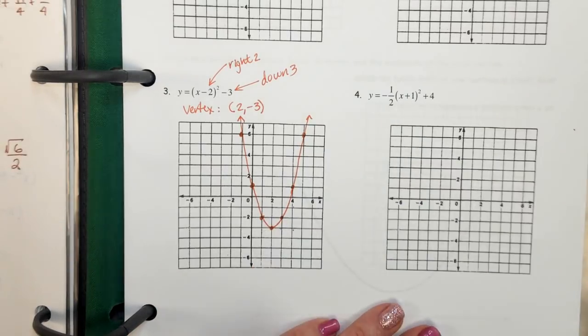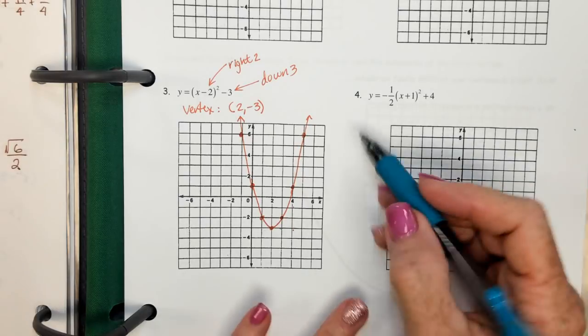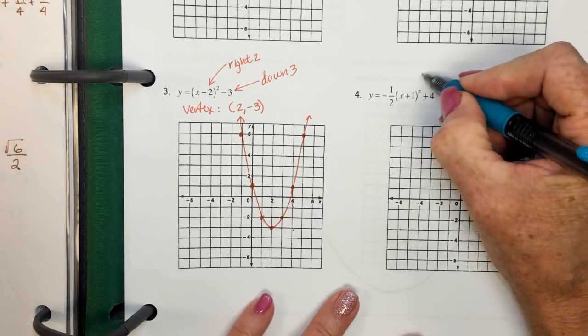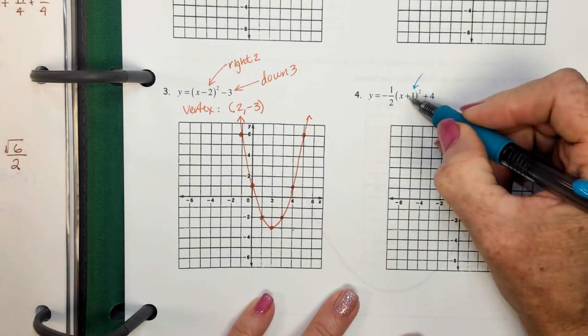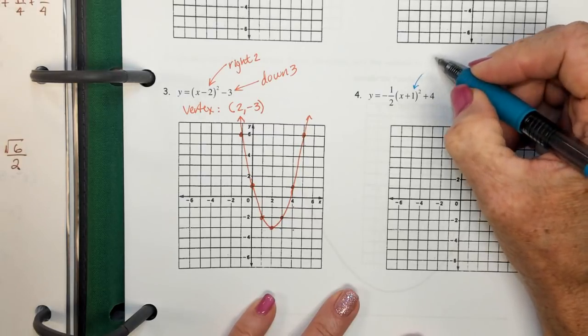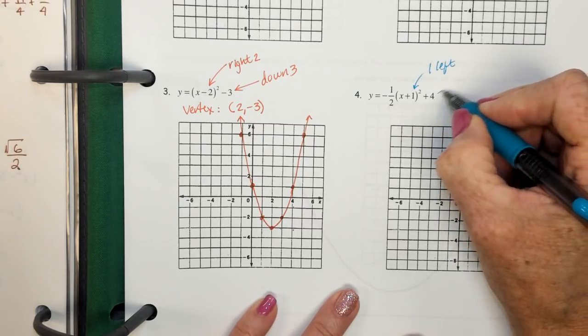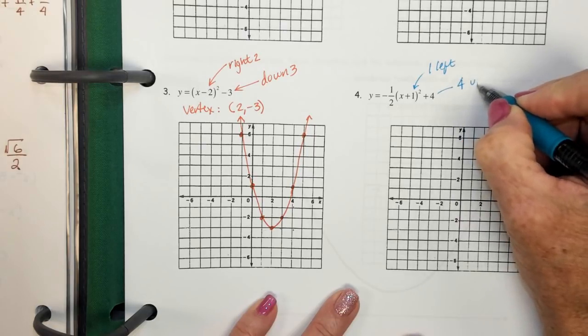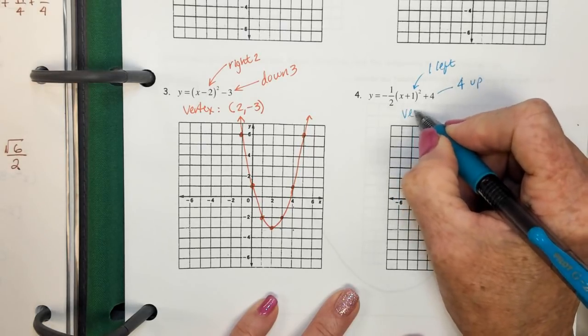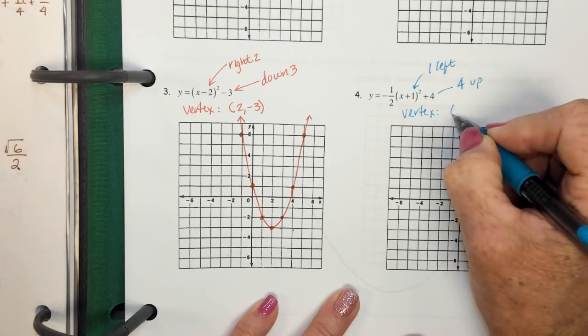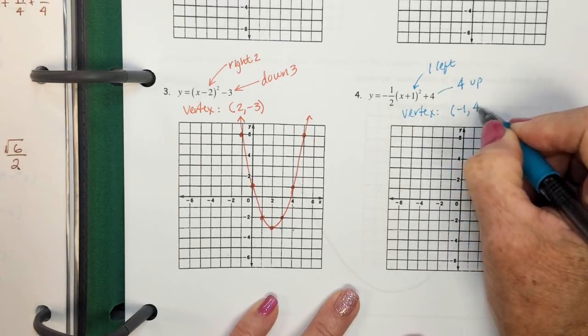All right, this one's got a whole lot of stuff going on in it. Just like this last one that we did, this is going to shift us, this time because it's +1 in there, 1 to the left. And this +4 out here, we're going 4 up. That sets our vertex at -1, 4.